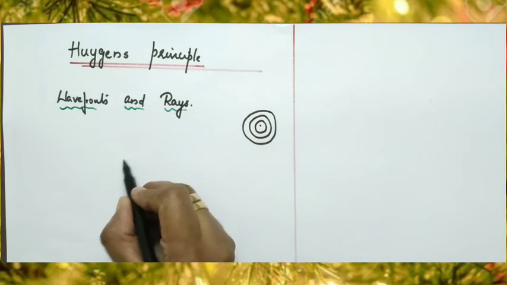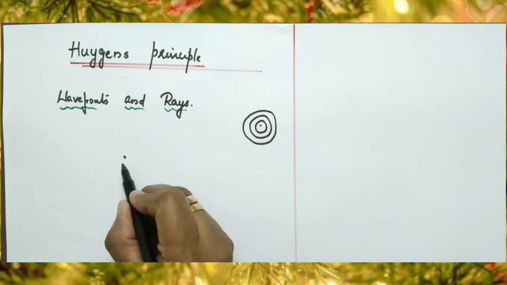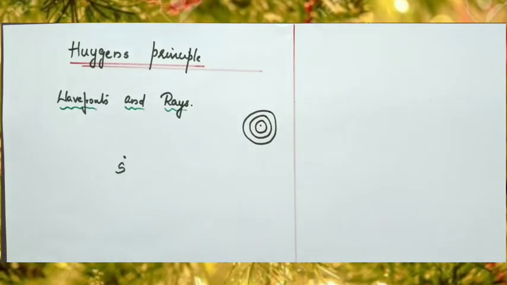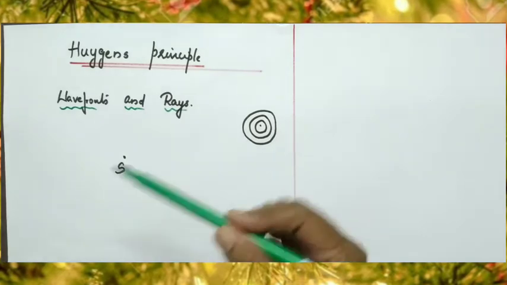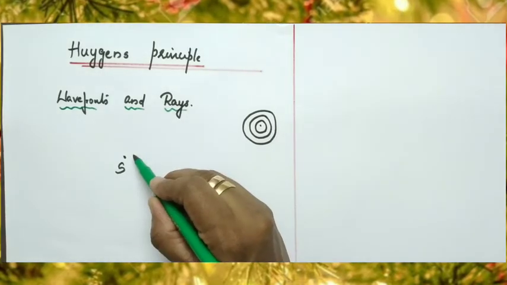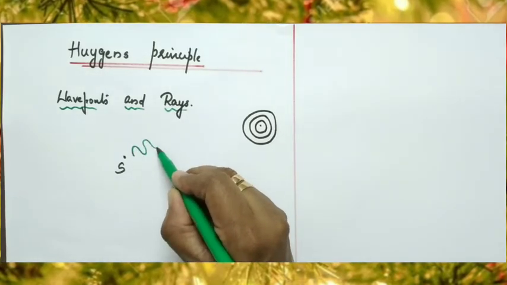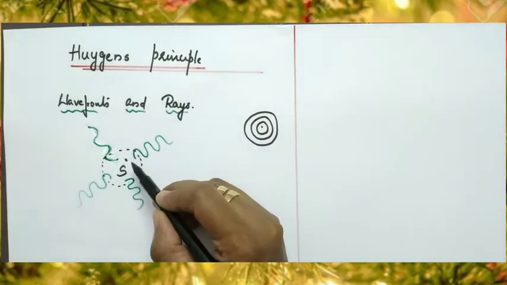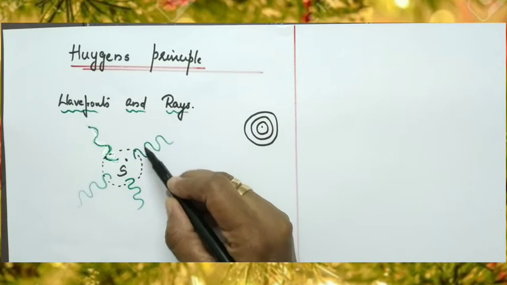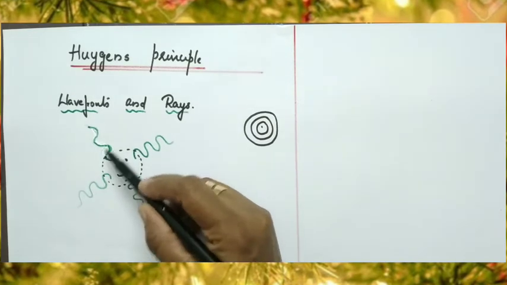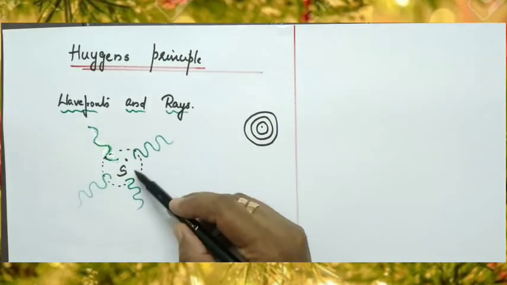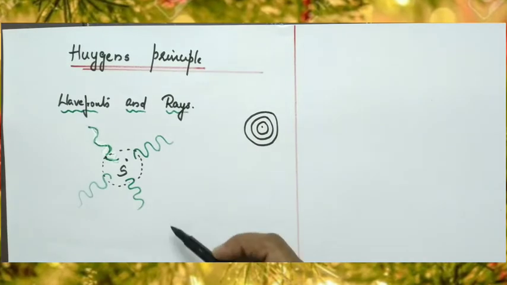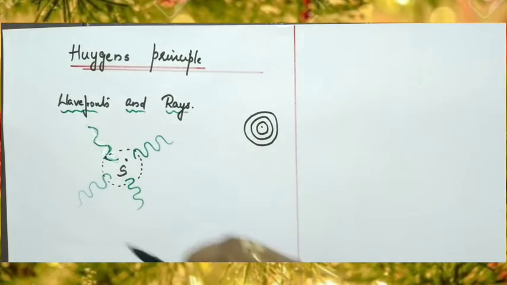Here, this is the light source. From the light source, light is traveling in the form of waves like this. Light waves are traveling in different directions. I have drawn 4 light waves, but we can consider an infinite number of light waves propagating from the light source.